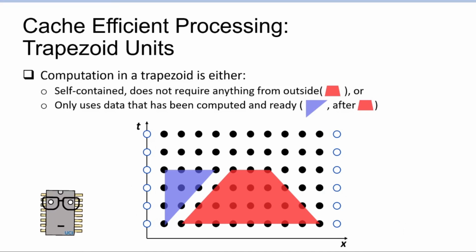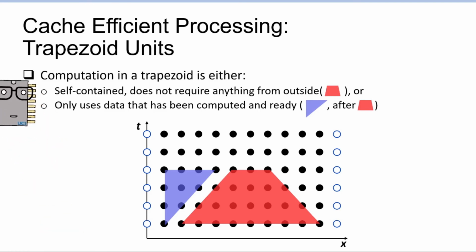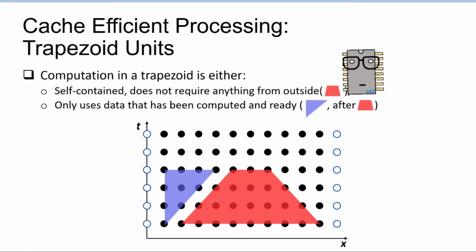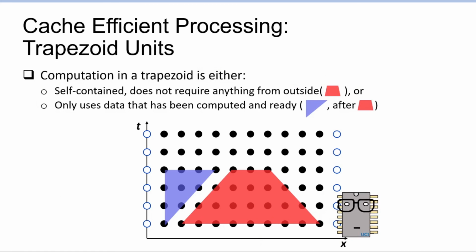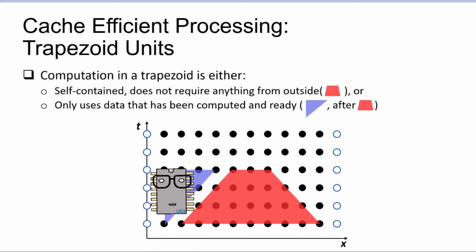The computation in a trapezoid is either a self-contained shape that does not require anything from the outside, the trapezoidal shape you see here, the red one, because all of the cells in this trapezoidal shape only read data from either the left point in the previous time step or the right point in the previous time step. So as long as we have all the values for the black circles at the bottom here, we can calculate all the values for this trapezoid without requiring any data from the outside world. It's completely self-sufficient.